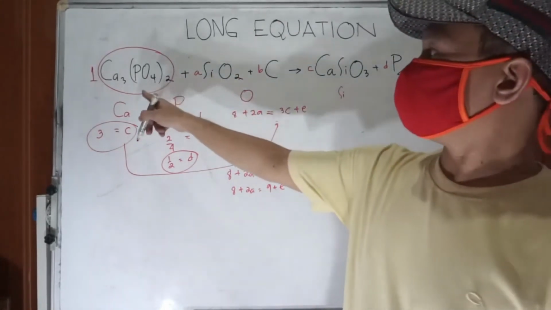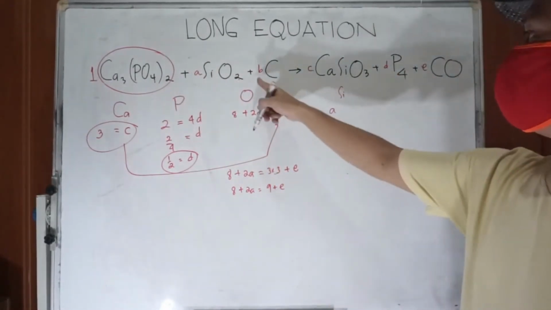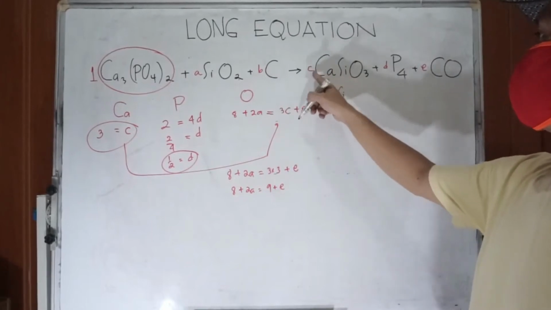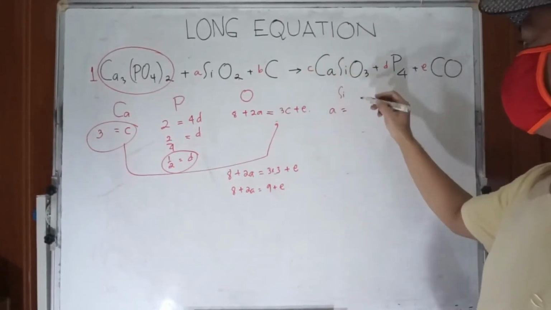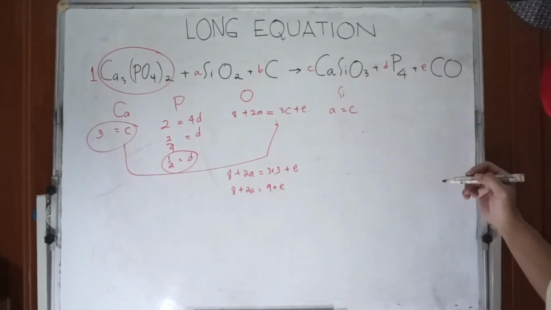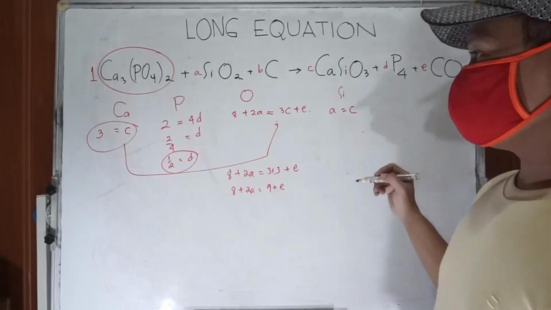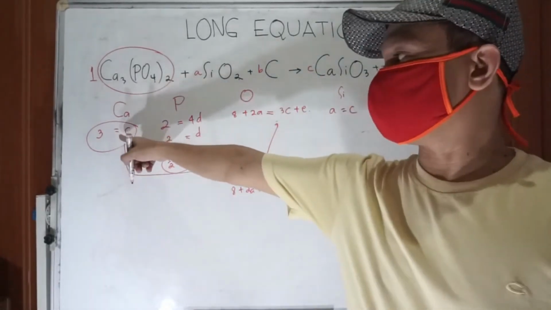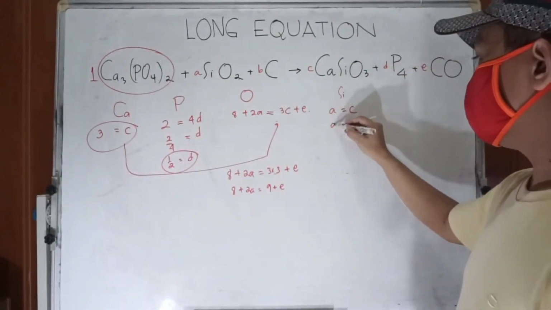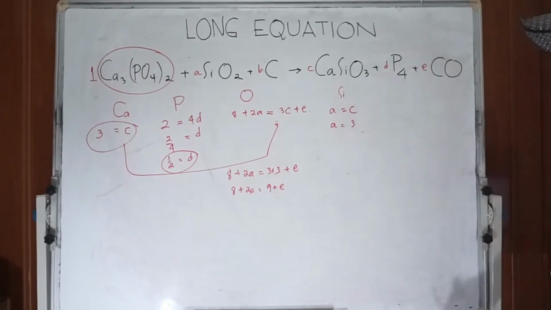On the left side, A times 1, which is A. Here it's 1. C times 1. This one yields C times 1, which is C. So A equals C. Okay, everyone, how much is C? C is 3. So you have to insert C equals 3 into this equation. So A equals 3, right?